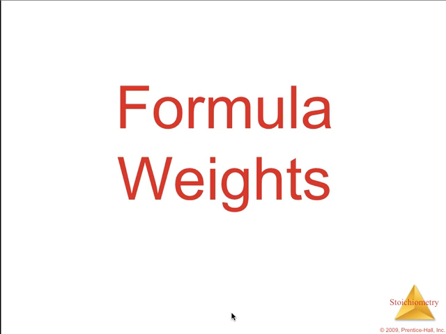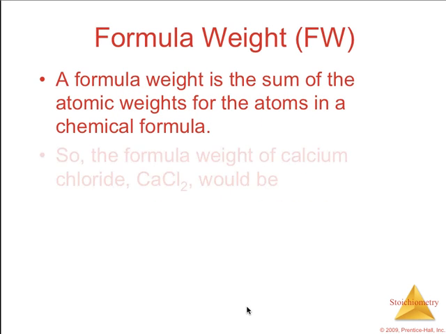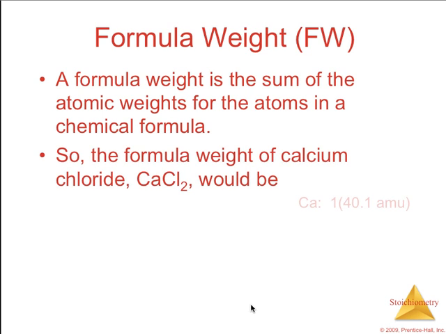All right, formula weights. I'm going to go through this really quickly because you should know this. A formula weight is the sum of the atomic weights of the atoms in a chemical formula. So if you're asked for the formula weight of calcium chloride, remember that you take 1 calcium and 2 chlorides to get a total of 111.1 AMU.